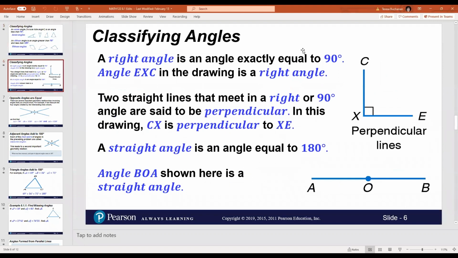And then you probably remember as well that a right angle is an angle that's exactly equal to 90. And the lines then meet at what we call a perpendicular. Perpendicular lines meet at 90 degrees. You might be surprised to know that this is an angle.